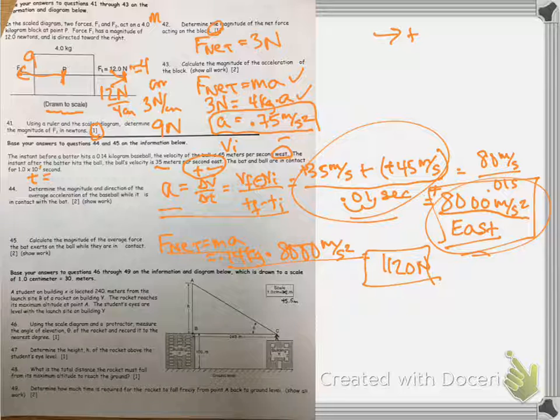Okay? Last question. Student on building X is located 240 meters from the launch site B of a rocket on building Y. So here's your student over here. So there's a rocket over here. Student's eyes are level with the launch site. Good. Using the scale diagram and a protractor, I wrote in here the scale. I hope this is right before I made photocopies. 1 centimeter is 45.5 meters. Measure the angle of elevation. That's pretty easy to do if you know how to use a protractor.